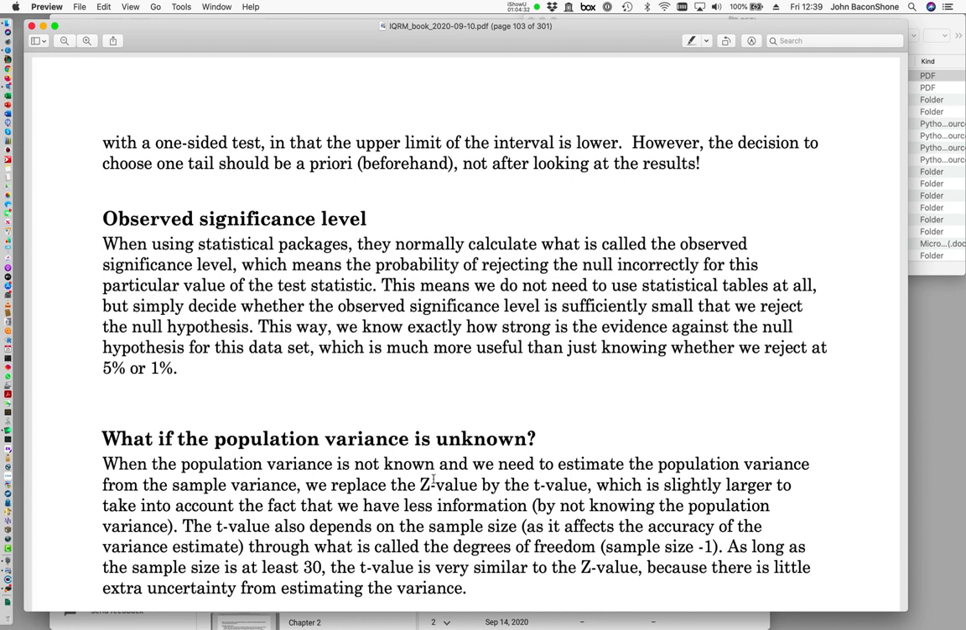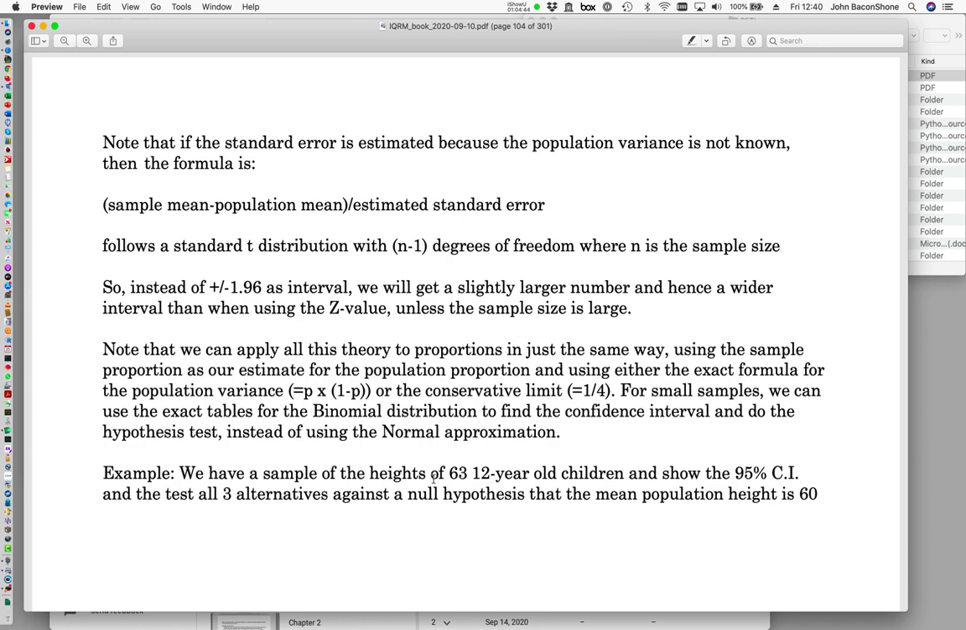If the sample size is at least 30, the t value in practice is very similar to the z value, because there is not much extra uncertainty from estimating the variance. So if the standard error is estimated because the population variance is not known, then the sample mean minus the population mean, divided by the estimated standard error, follows a t-distribution with n minus 1 degrees of freedom, where n is the sample size. So instead of plus or minus 1.96, we'll get slightly larger numbers and hence a wider interval than when using the z value, unless the sample size is so large that the t value and z value are essentially the same.